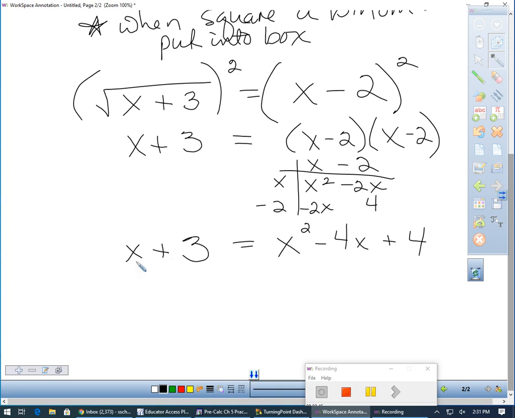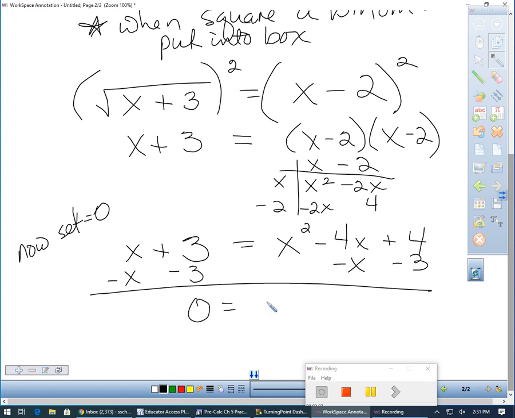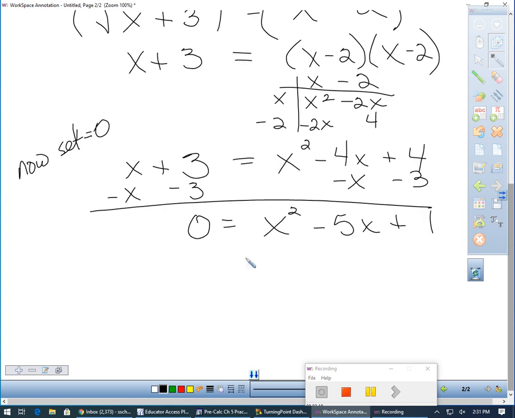Okay? Then when we're solving an equation that's got a square root in it, we get the whole thing set equal to what? Yes, 0. So we're going to subtract 3 over, and we're going to subtract x over. So we get 0 equals x squared minus 5x plus 1. And at this point, we would solve. Now, we're not going to solve it right now because the one I made up doesn't factor, and all the ones today will.